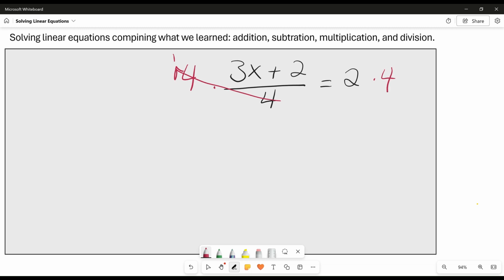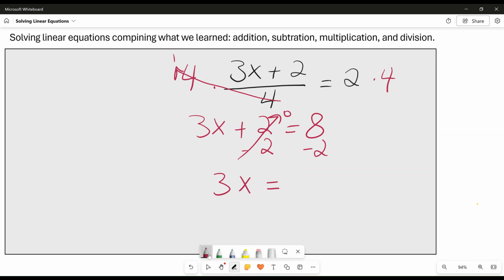That gives you 1, and you're going to get 3x plus 2 equals 8. And then you have the 2 and the 8 here. Both of them are numbers, so that's what you're going to start with. So you're going to subtract 2 from both sides. This will be 0, and then you get 6. Here you have 3x. The 3 is being multiplied by the x, so the opposite of multiplication is division. So you divide by 3 on both sides. Your final answer will be x equals 2.